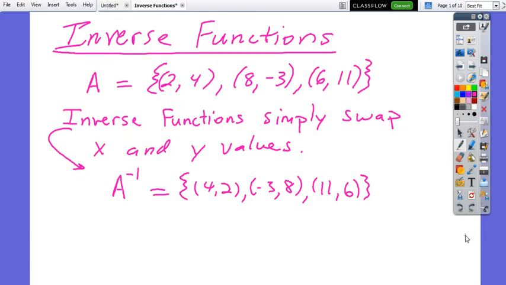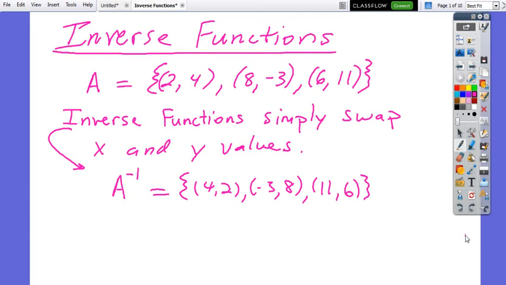Okay, so today we're going to be discussing inverse functions. Now, notice I've got a relation here. A relation can be a function or it cannot be a function. It just depends. A relation is just a relationship between numbers, or a relationship between x and y values.